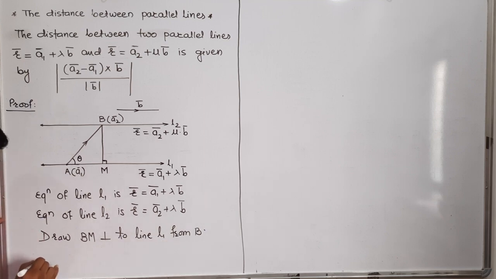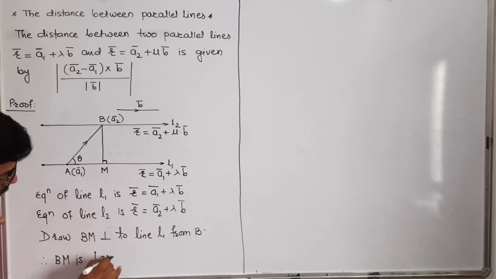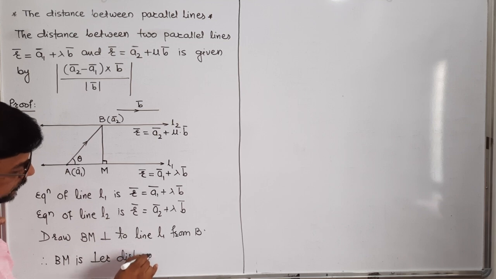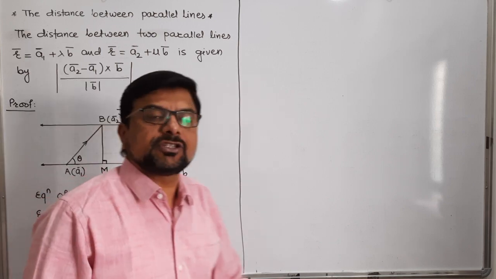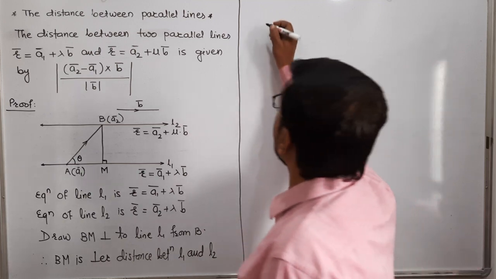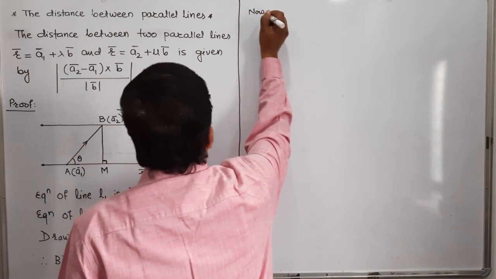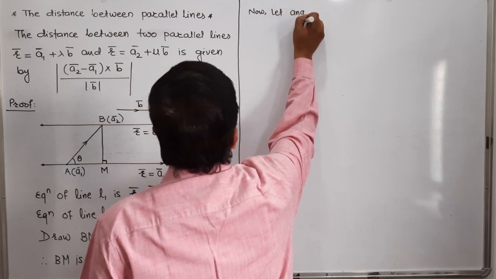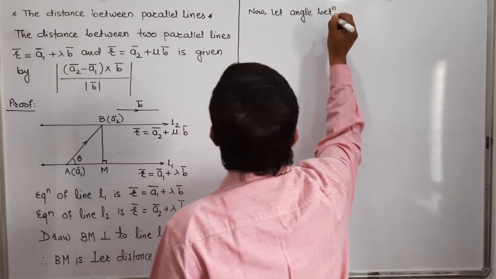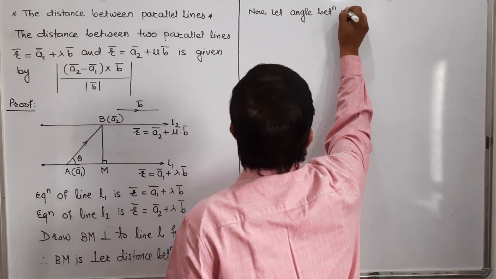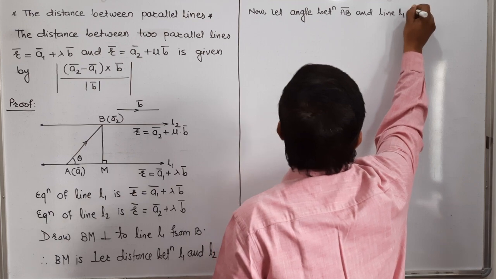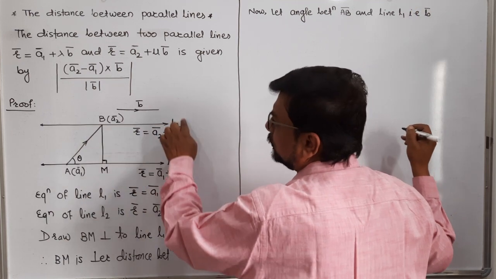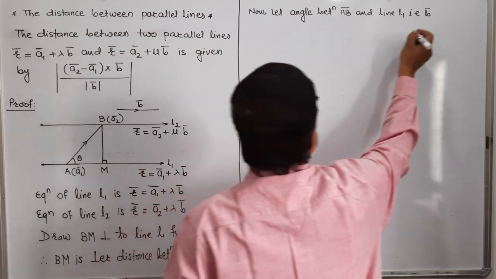Therefore, we can say that BM is shortest distance or perpendicular distance between L1 and L2. Between the lines L1 and L2, BM is the distance. Now, let angle between AB vector and line L1, that is B vector, we can say, because B vector is parallel to this one, we can say that it is theta.